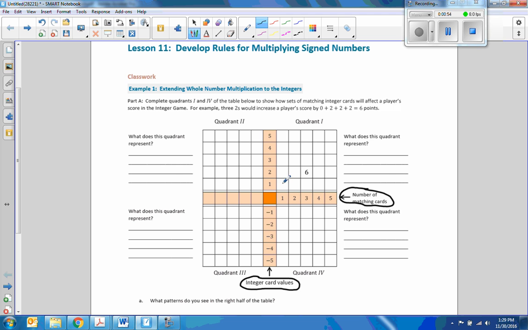So if I have 1 card, that's a 1, that's a total of 1. If I have 2 cards that are each 1, 1 plus 1 is 2, and so forth. So I'm going to finish filling in quadrants 1 and 4, and I'll be right back.